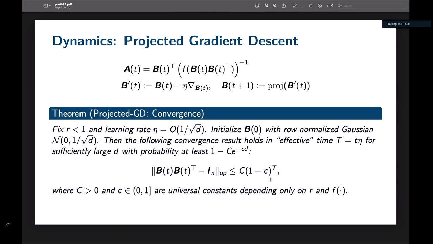Now what we can show is that for a it's strictly smaller than one, so one is not included, because we don't want to deal with elements of the spectra which are approaching zero very closely. And if you fix a learning rate to be on the order of one over square root d and initialize our weights as in practice by a Gaussian, and then normalize them because we're on the sphere, then we get this nice convergence result. What is important here is that it holds for sufficiently large d. So we are not taking the limit of d to infinity at any point. And the constants here depend only on the rate and the coefficients of function f in the Taylor expansion.